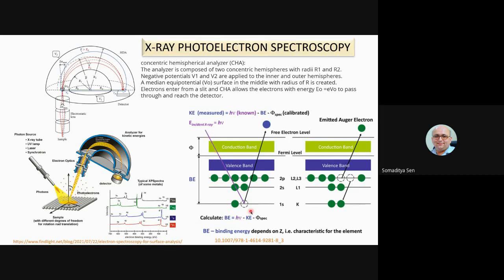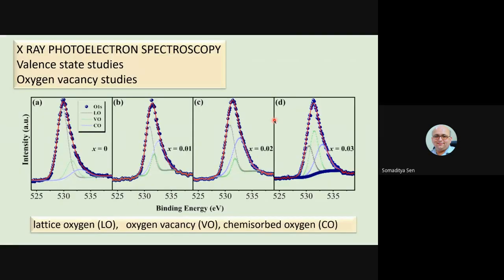So what it does, it ejects the free electron out, and instead of analyzing the X-ray that is emitted, we are analyzing the energy of this electron, and from there we are calculating the binding energy, which is a characteristic of the elements that are present. Now that gives us a huge benefit, because what you can see in this case, this is one very nice case that I want to describe here.